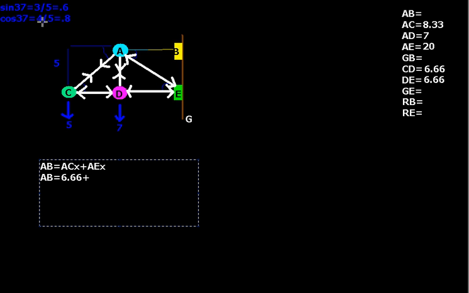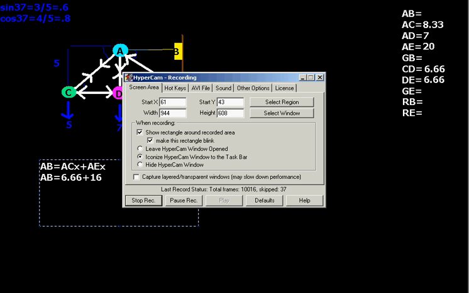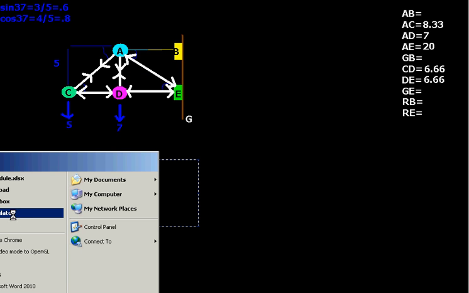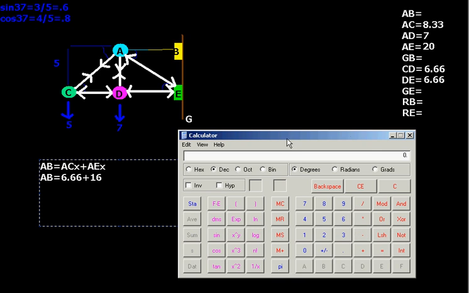Let's check just for the heck of it. So we've got 20 times. Oh wait, we're going to take the cosine of this angle. Then we're going to multiply that by 20, and we get 15.9. Yeah. So basically, with the values that we had, the 0.6 or the 0.8, that was right. So plus 16, and that's going to be equal to 22.66.